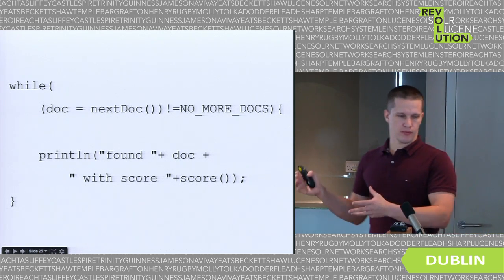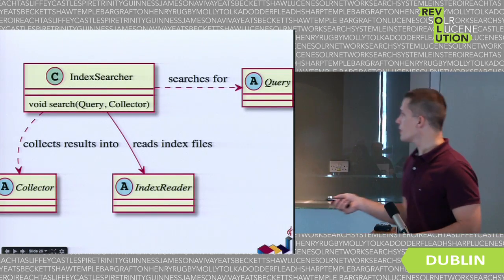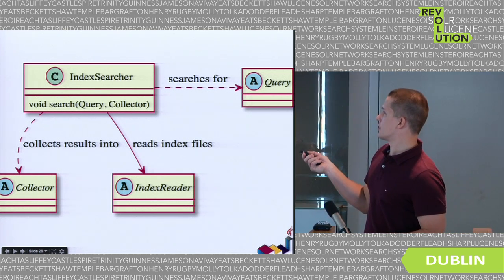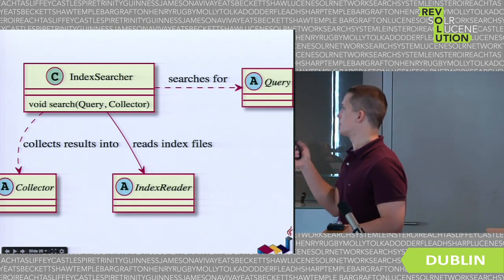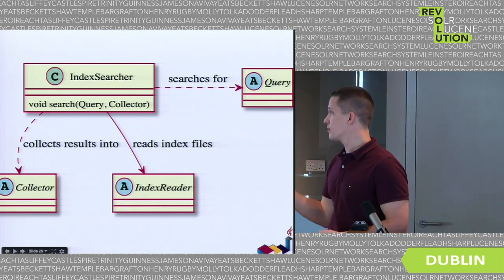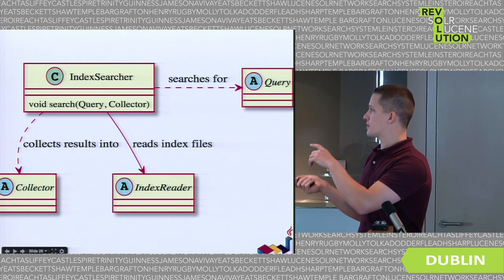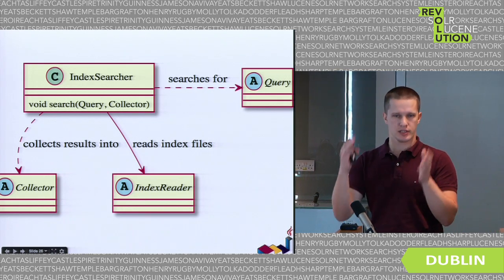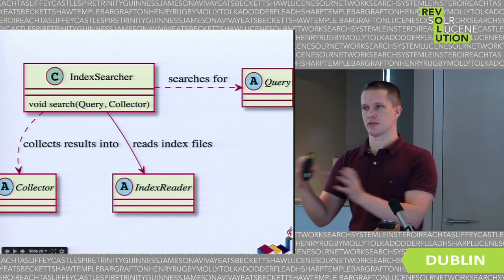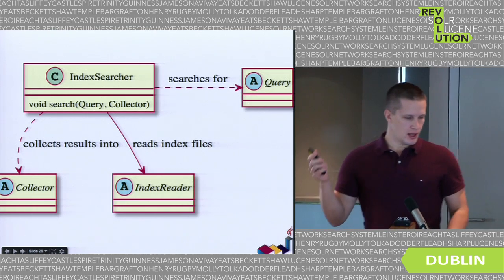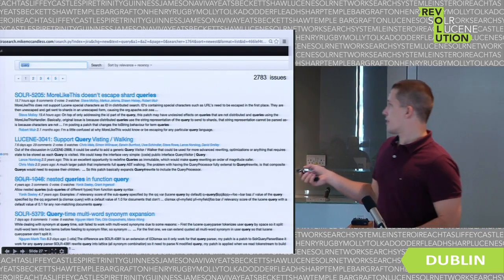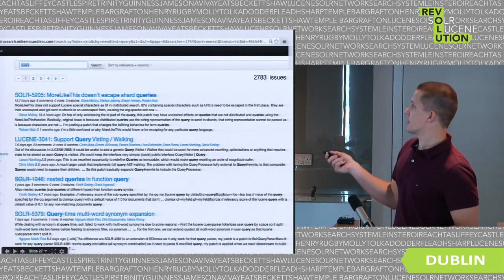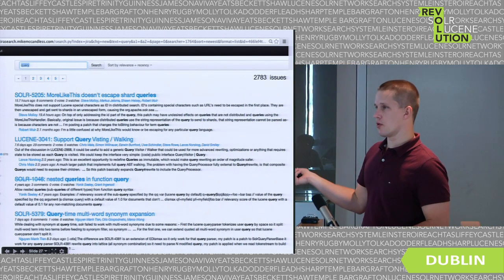Here's an example of what a collector does. We search for some query, and this query finds 2 and 7,000 results, right? But the collector picks the first page of results with the best score. So that's what a collector does. It just picks up the first results with the best score. That's all.